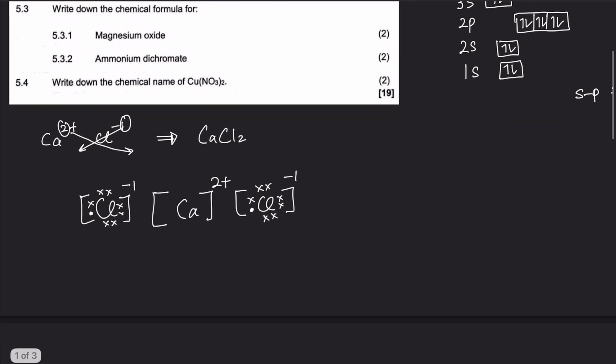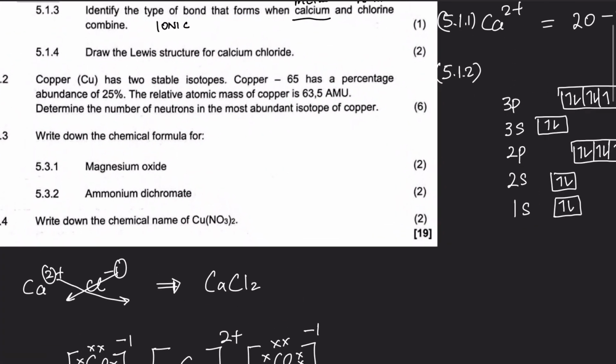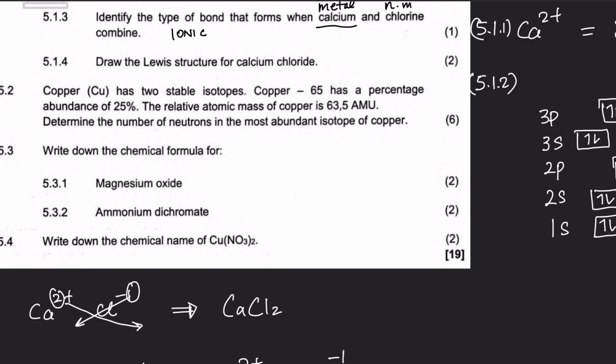Okay, question 5.2. Copper has 2 stable isotopes. Copper-65 has a percentage abundance of 25%. The relative atomic mass of copper is 63.5 AMU. Determine the number of neutrons in the most abundant isotope of copper.